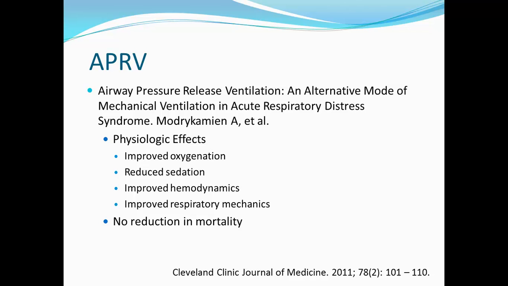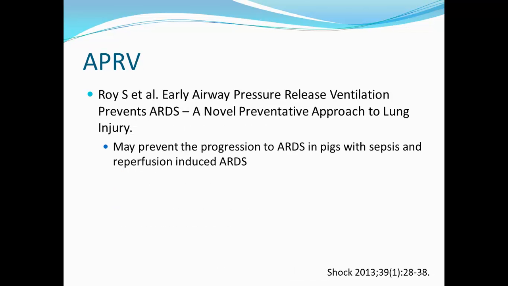APRV usually results in improved hemodynamics, specifically in improved cardiac output and improved blood pressure, because the patient has an increased venous return due to the spontaneous breathing. Also, there's improved respiratory mechanics by the elevated mean airway pressure. It recruits alveoli and increases the compliance. However, in reviewing the articles, they stated that there was no reduction in mortality.